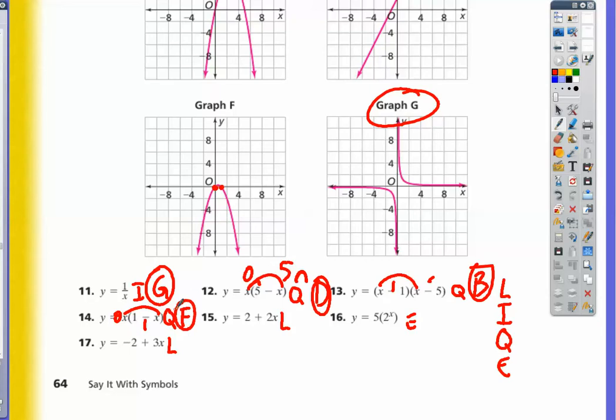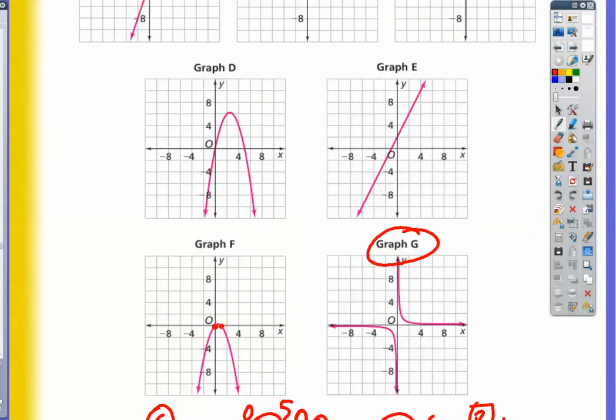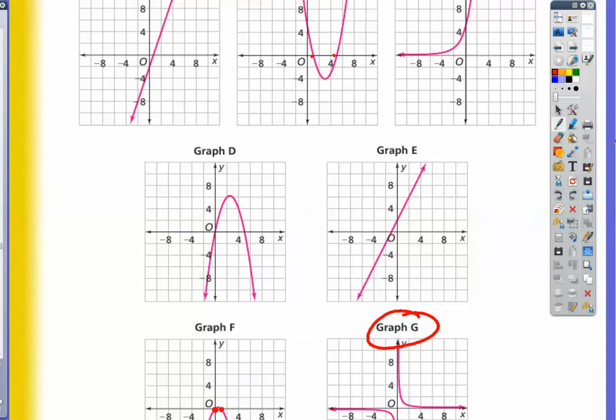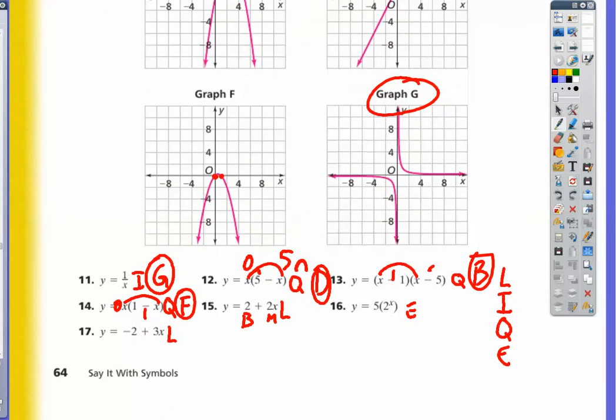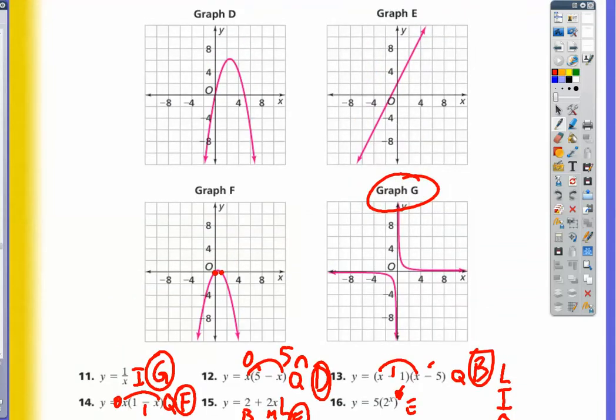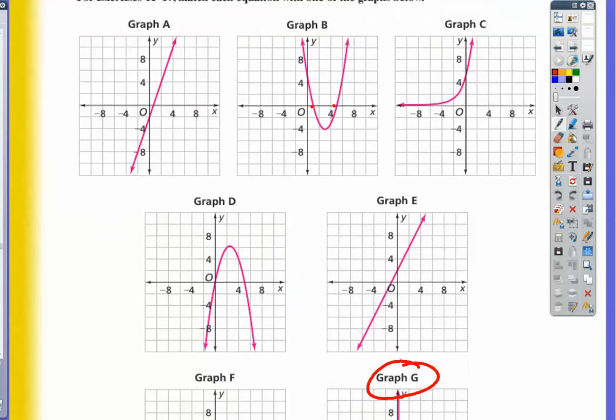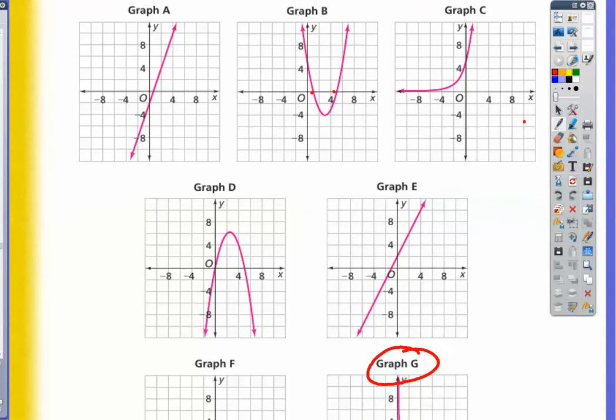For number 15, when it's linear, I have a y-intercept of 2 and a slope of 2. So let's see if we can find my y-intercept of 2. This is the only one that has a y-intercept of 2, so it must be E. This one is obviously exponential because the variable is an exponent, and so that would be graph C, because it's my only exponential growth graph.